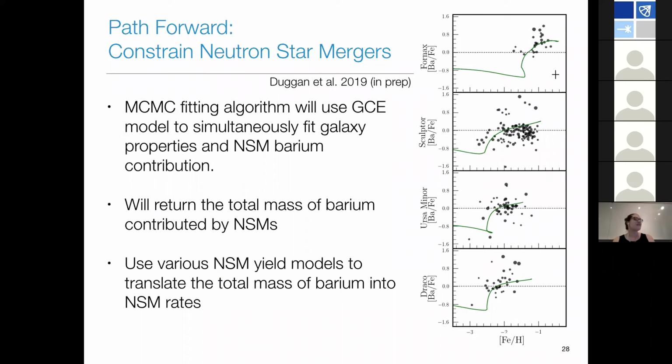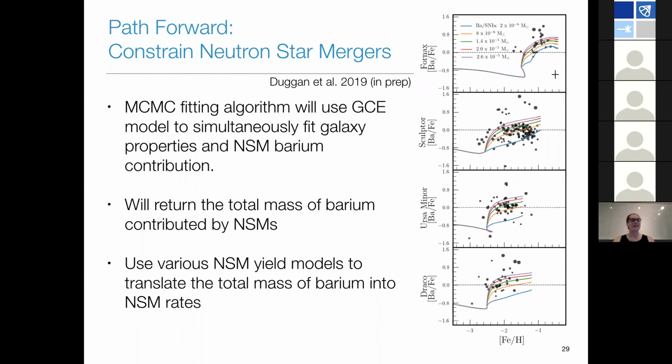So the path forward is to constrain the neutron star mergers. I will be implementing an MCMC fitting algorithm to simultaneously fit the galaxy properties and the neutron star merger contribution. Again, that will return the total mass of barium contributed by neutron star mergers per dwarf galaxy. Using various models, I can constrain the rates, and using various rates, I can constrain the yields. Here I am just overplotting the different models while varying the barium yield from a neutron star merger.